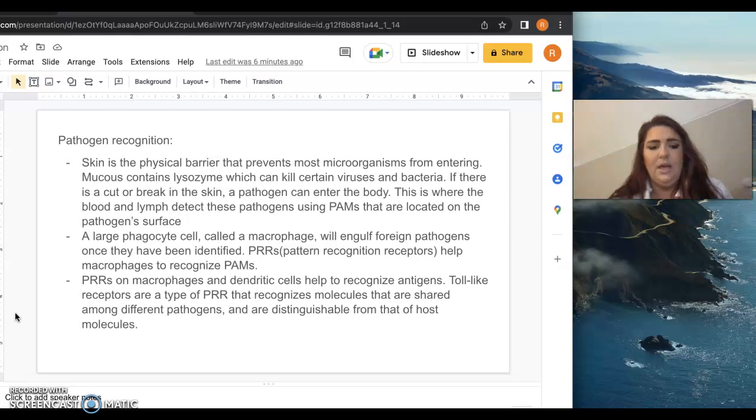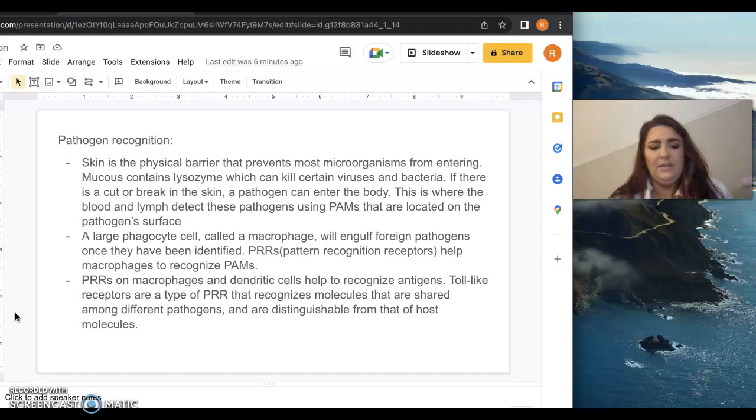And then if there's a cut or break in the skin, a pathogen can enter the body this way, and this is when the blood and lymph are able to detect these pathogens using PAMs that are located on the pathogen surface. They're kind of like little flags that show up so that you can see that this does not belong in the body.